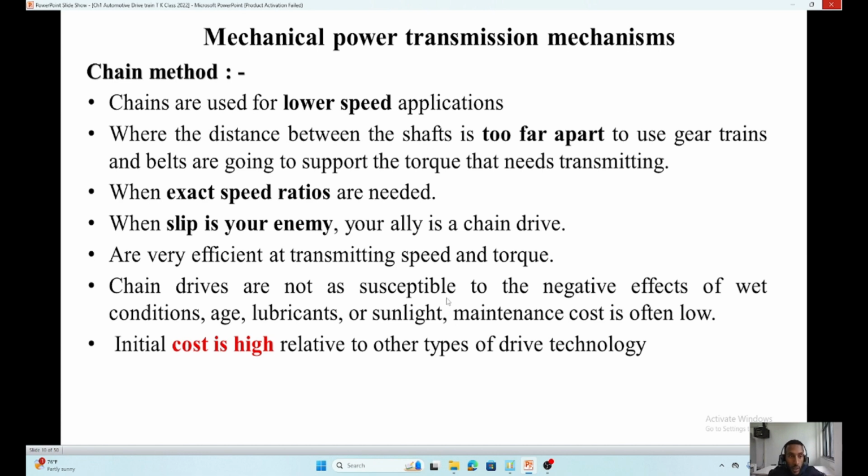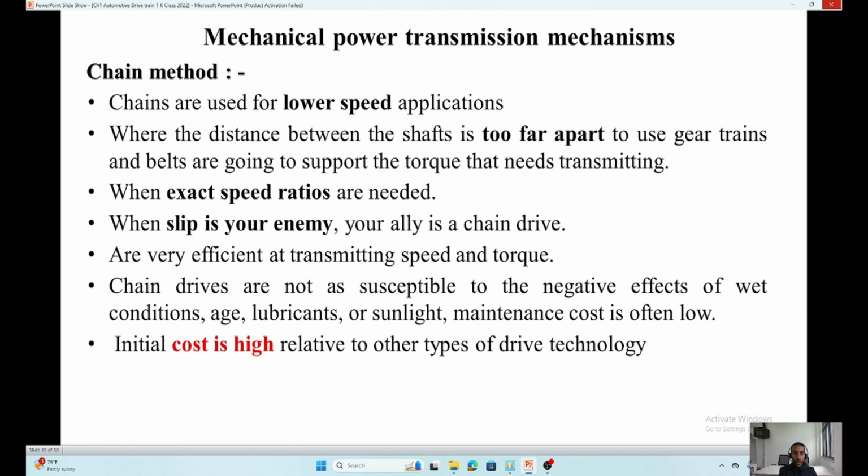So if you look specifically at mechanical power transmission mechanisms, the first one you see is the chain method. Chains are used especially for lower speed applications, when the speed is relatively not as high as with gears, and where the distance between the shafts is too far. When the drive and the driven member are far apart, it's better if you use chains.